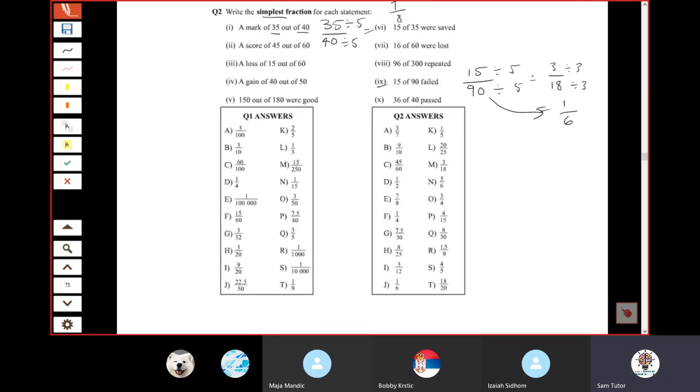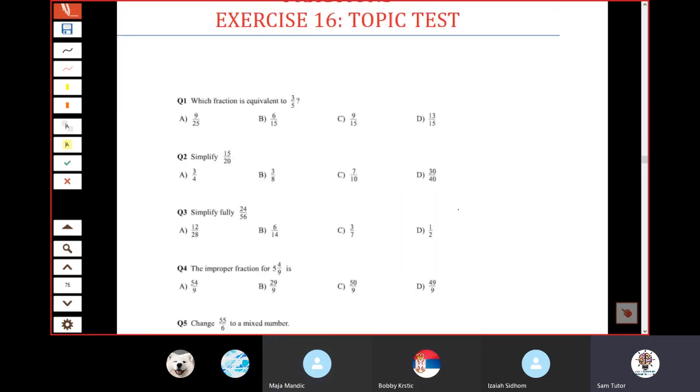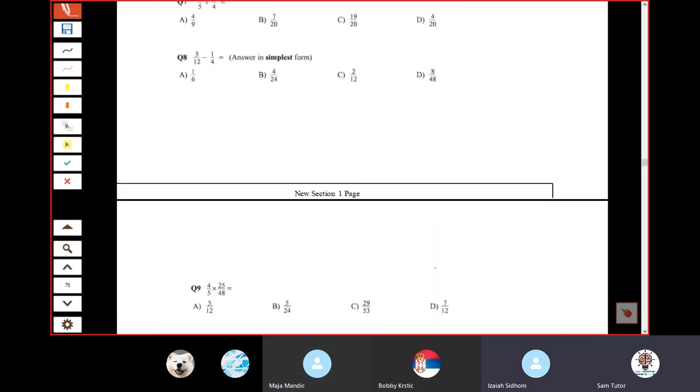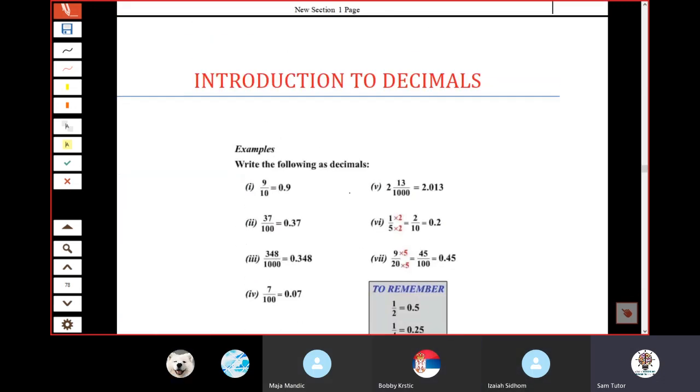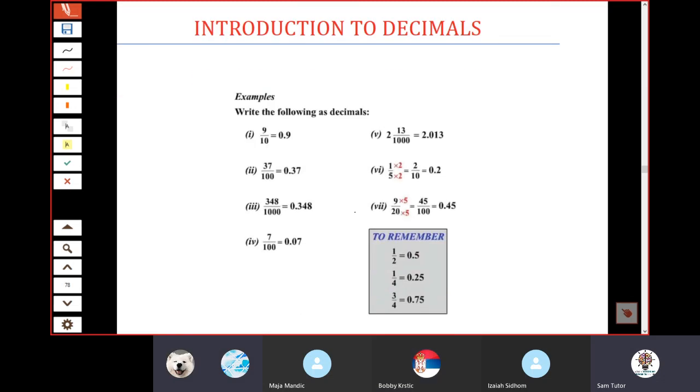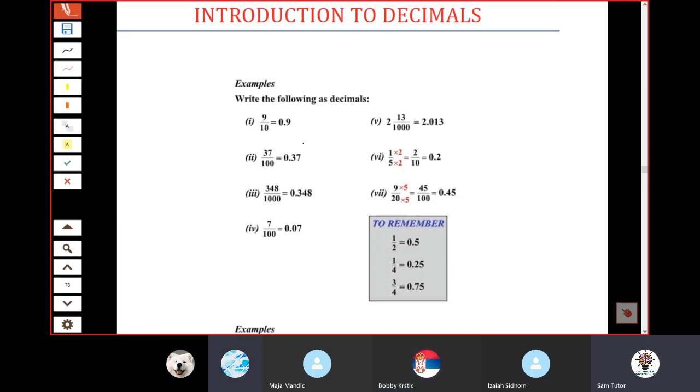Okay, I think we're doing really well. You guys are doing super well. And that's it. That's fractions, all done. There's nothing you're going to learn in fractions at school that we haven't already done. So good job. Let's start decimals. Write the following as decimals. Okay. The first few are easy.